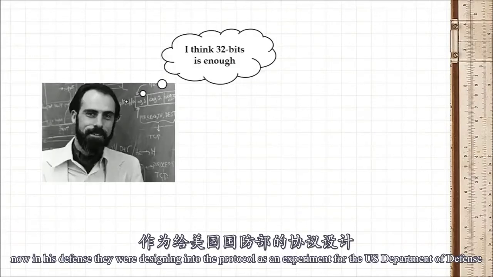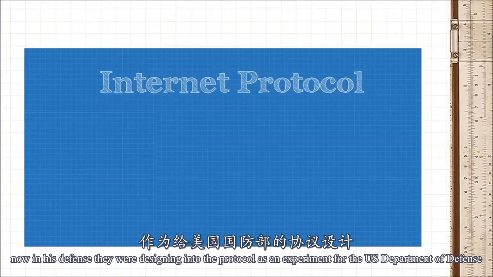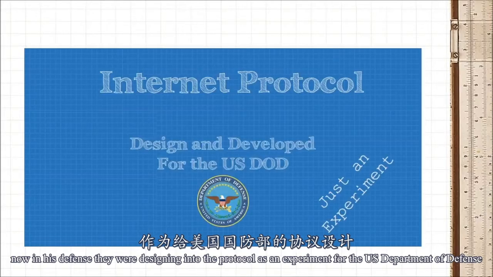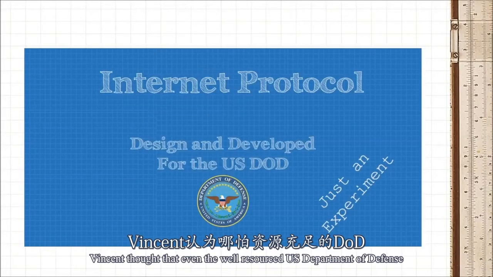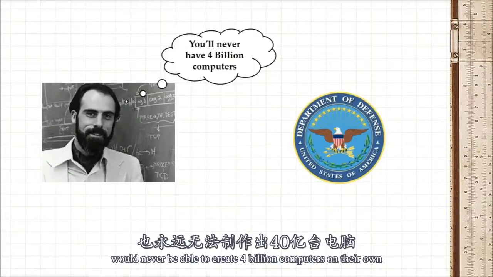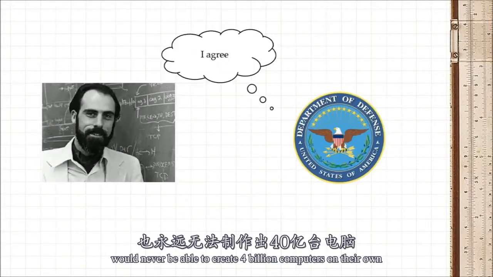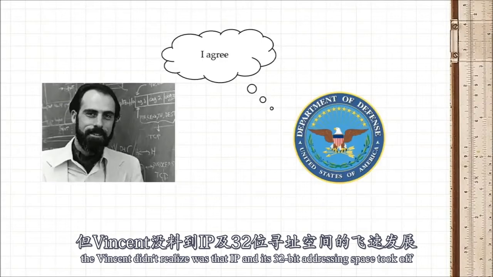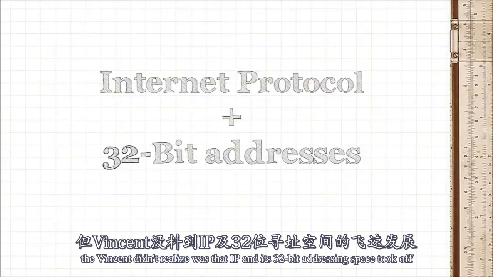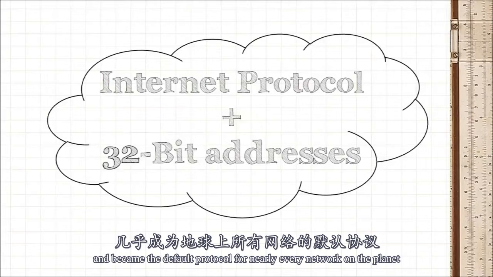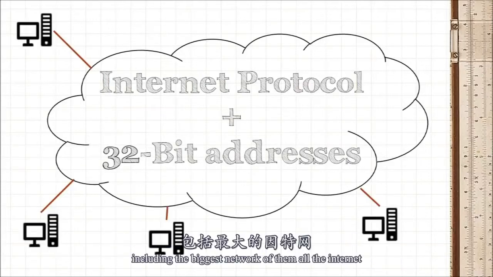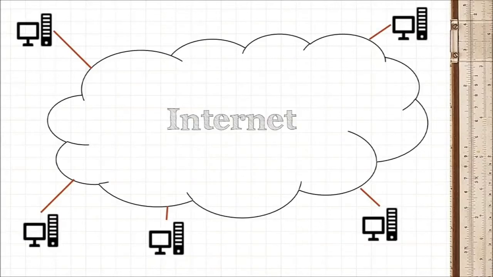Now in his defense, they were designing the Internet Protocol as an experiment for the US Department of Defense. Vincent thought that even the well-resourced US Department of Defense would never be able to create 4 billion computers on their own. What Vincent didn't realize was that IP and its 32-bit addressing space took off and became the default protocol for nearly every network on the planet, including the biggest network of them all, the Internet.